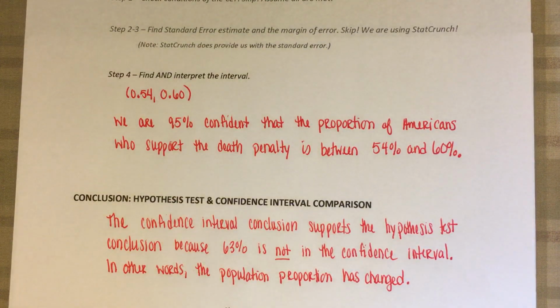So, two different approaches, the same results. We rejected our null hypothesis. We said that it was changed. The population proportion that we were testing was not inside our confidence interval. So that's another way to come to the same conclusion that the population proportion has changed.